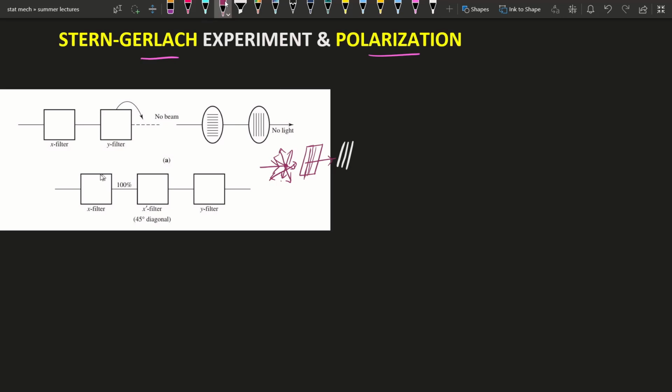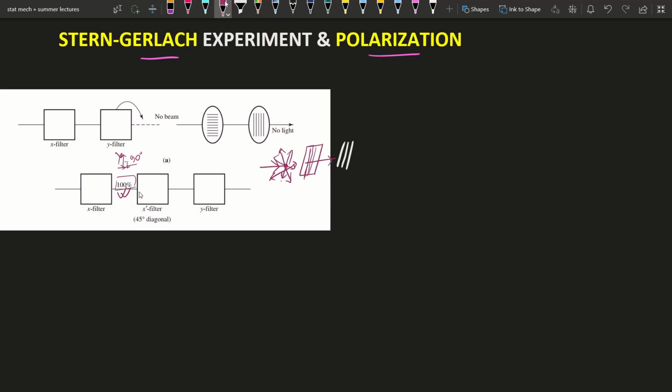Now if we pass unpolarized light through this X filter, then obviously we get 100% X polarized light, meaning the vibrations are only in the X direction of the electric field. There is no Y component because X and Y are 90 degrees apart, right? And from the concept of vectors, we know that any vector doesn't have any component along its perpendicular. So there is no Y component present in this beam of light.